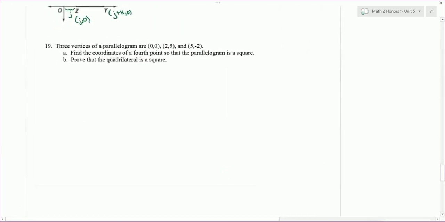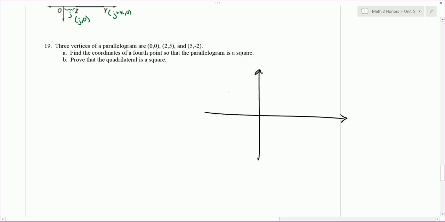Okay, number 19. 3 vertices of a parallelogram are given, and I'm going to go ahead and sketch those. So I'm going to call 0, 0 point A, 2, 5 will be my point B, and 5, negative 2 will be my point C. So A is right here, 2, 5 right here, 5, negative 2 right here.